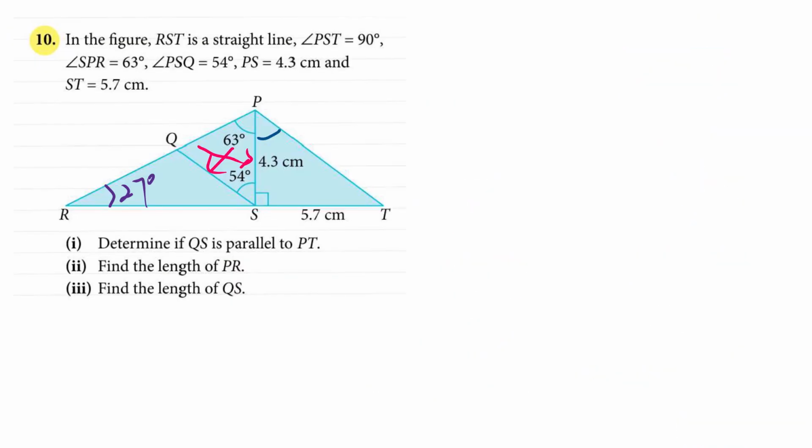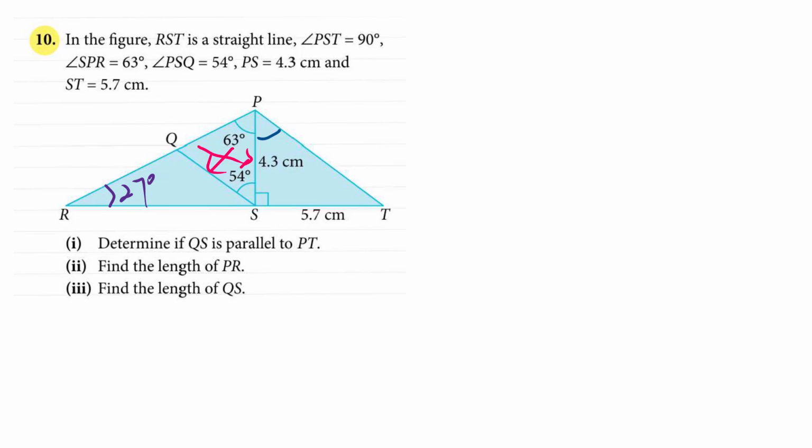Let's look at the next question. In this question, we have 3 triangles, PQS, PRS, and PST. PRS and PST are right angle triangles. In part I, we're asked to determine if QS is parallel to PT.